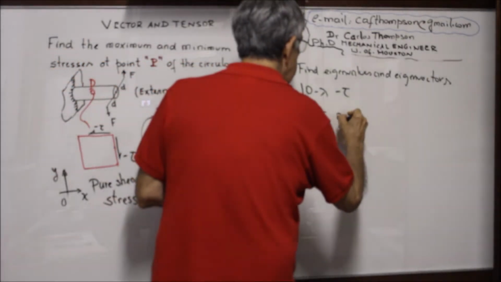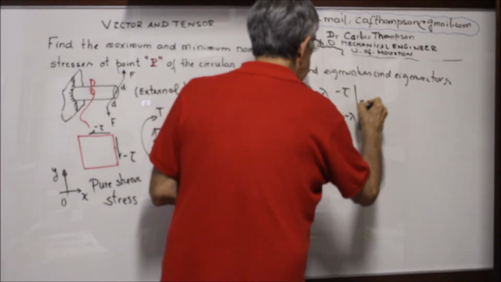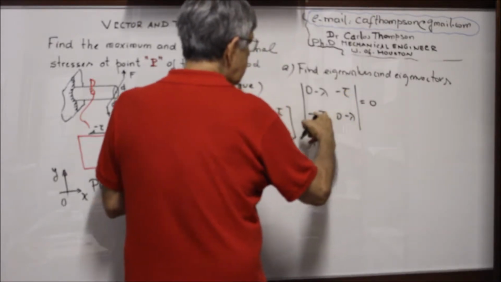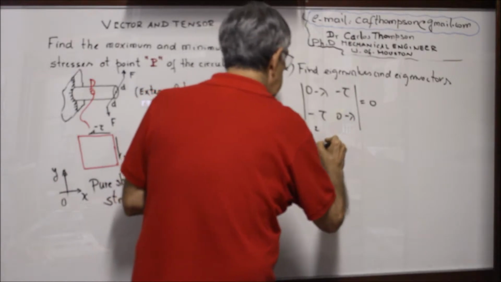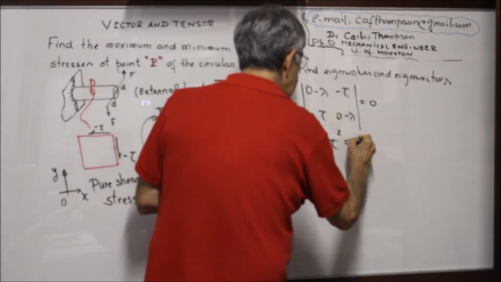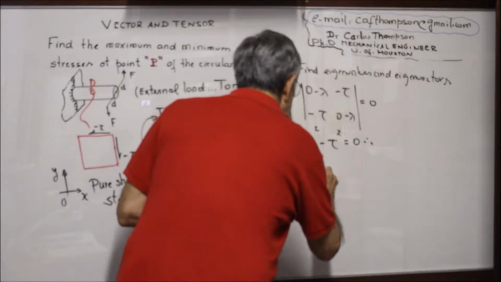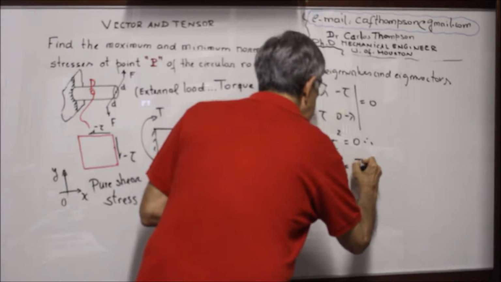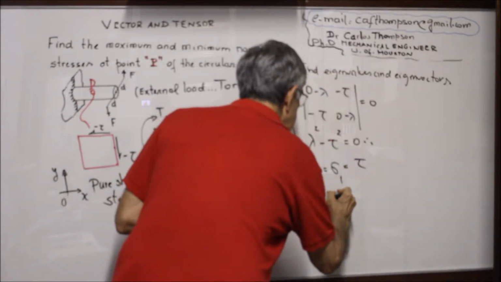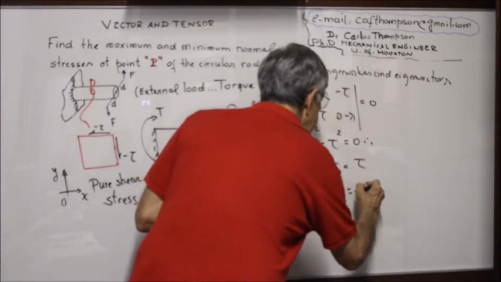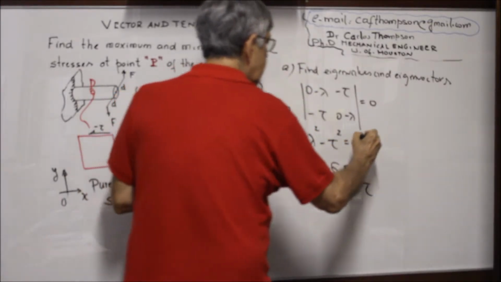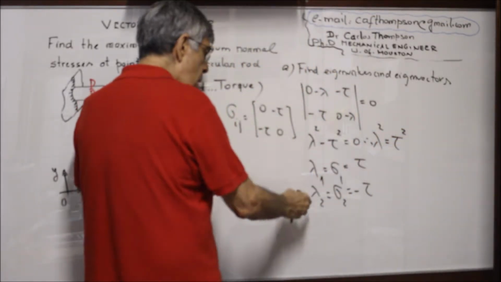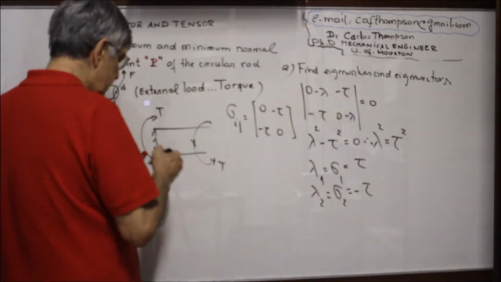This is 0 minus lambda. So the determinant must be equal to 0. So this will be lambda square minus tau square is equal to 0. So lambda 1, sigma 1, is equal to tau, and lambda 2, sigma 2, is equal to minus tau. Because there's a square root, lambda square is equal to tau square. So the roots are sigma 1 and sigma 2.